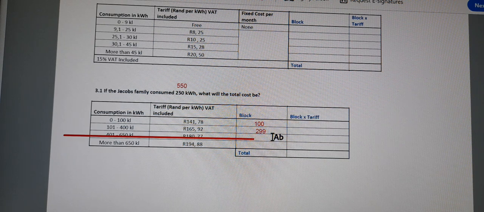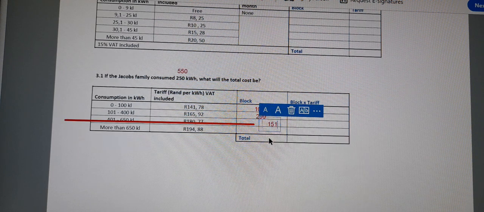So my consumption is 550. So 550 minus what is in the top, 299, and then minus 100. So this block is going to be 151. See why we scratch? Okay, now we are good to go.